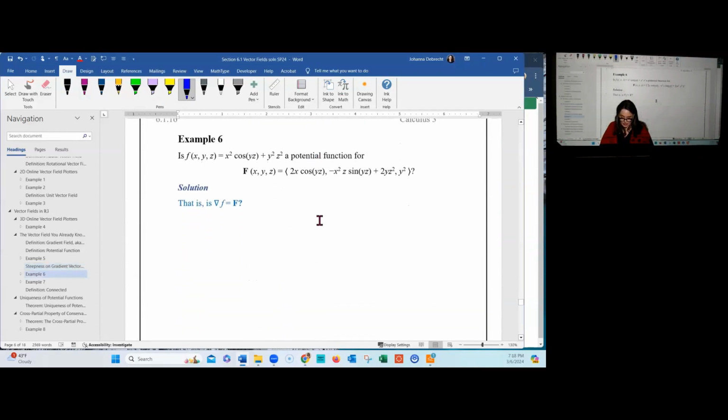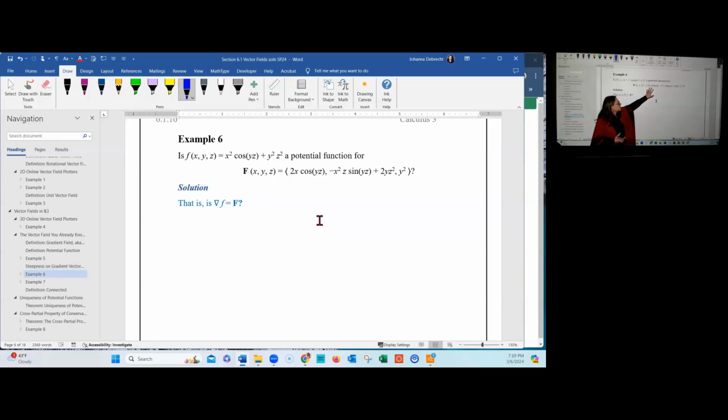Let's go ahead now and take a look at example 6. In example 6, we see a function of 3 independent variables, lowercase f of x, y, z, as x squared times the cosine of yz plus y squared z squared. And we're asked, is this a potential function for a vector field? Notice that the vector field is given as an uppercase letter and in bold font because it is a vector field, a field of vectors.